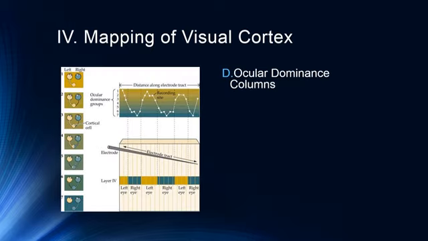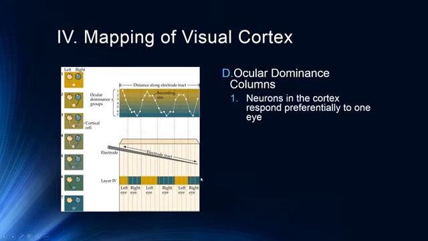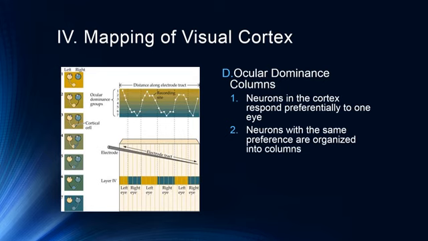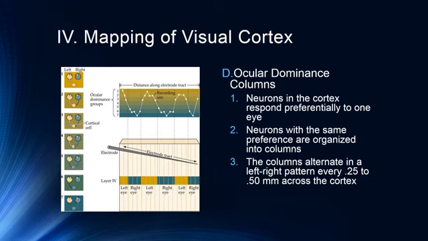Now going up another level, we start to get ocular dominance columns. We go out to a larger level, and within each ocular dominance column will be other columns, other orientation columns, for example. But then we go from left eye to right eye to left eye. The neurons in the cortex respond preferentially to one eye. The neurons with the same preference are organized into columns. The columns alternate in a left-right pattern every 0.25 to 0.5 millimeters across the cortex.